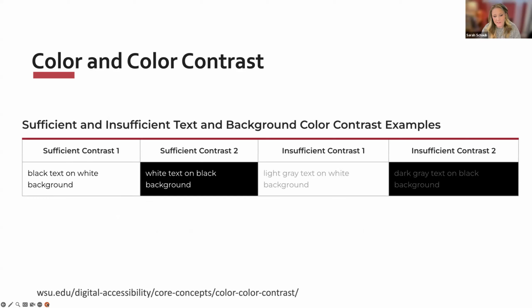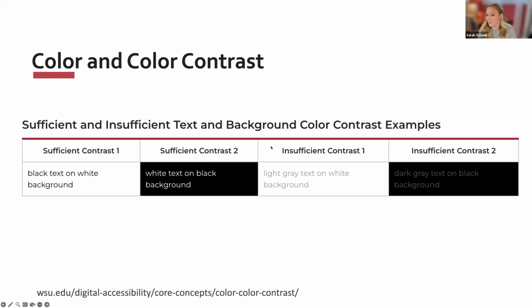So color and color contrast on the screen, I have a table with some examples of sufficient and insufficient text and background color contrast. There are 2 rows and 4 columns. In the first column, sufficient contrast example 1 is black text on a white background. That's always going to be sufficient. And if you can see the slide, you can see that it's pretty clear that black text on a white background is sufficient. And on the contrary, a black background with white text is also sufficient. That's the sufficient contrast example 2 in the second column.